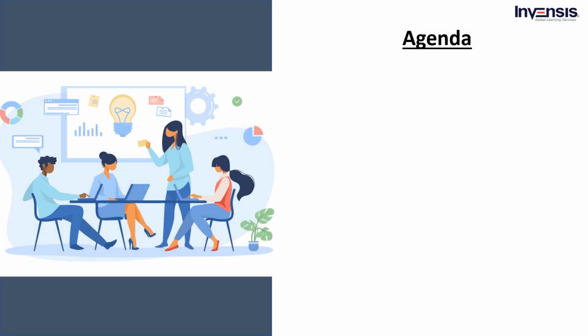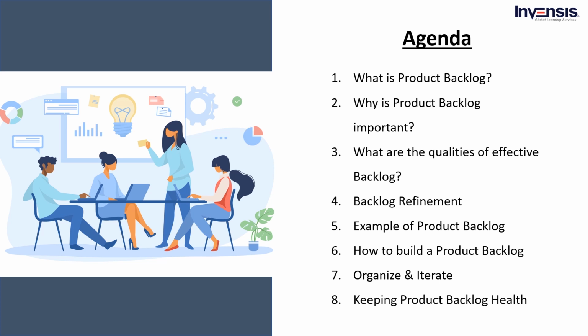So, without further ado, let's get started with today's agenda. We will begin the session by discussing the product backlog and the strategy backlog concept. Next, we will move on to know about roadmap and requirements. Post that, we will take a look at why product backlog is important in detail. Moving on, we will discuss what are the qualities of an effective backlog. Next, we will discuss backlog refinement and its importance in a straightforward way.